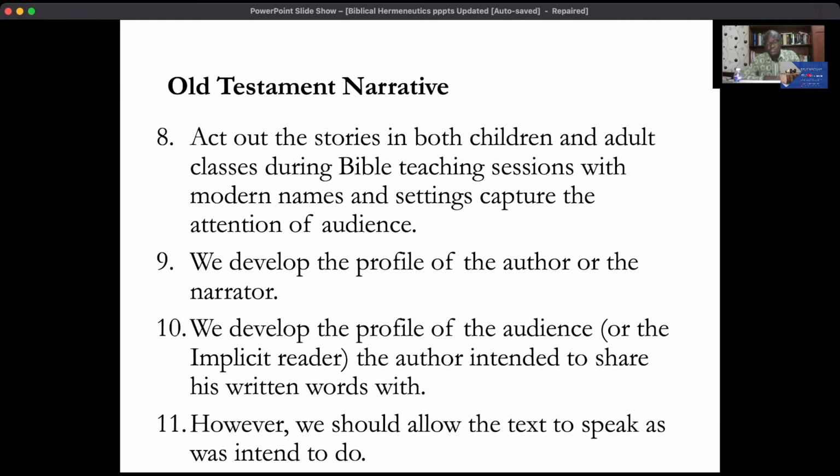However, we should allow the text to speak as it was intended to. It's important. We should not force the narrative to say something that we want the text to tell. We should let the story tell its own story.